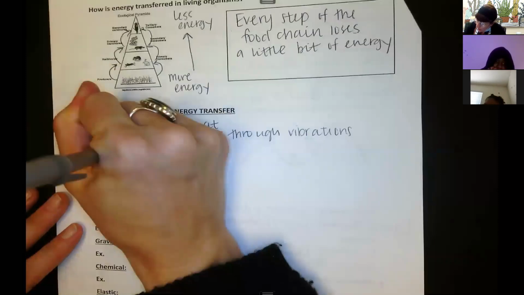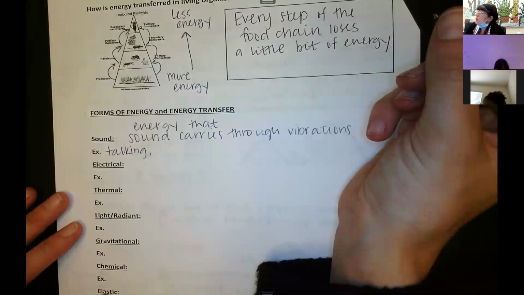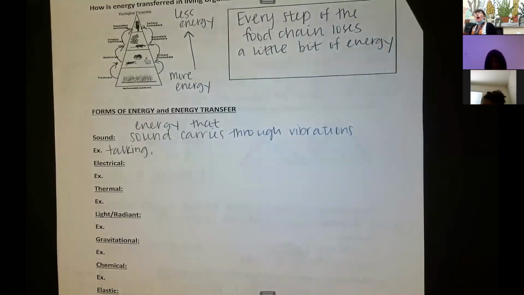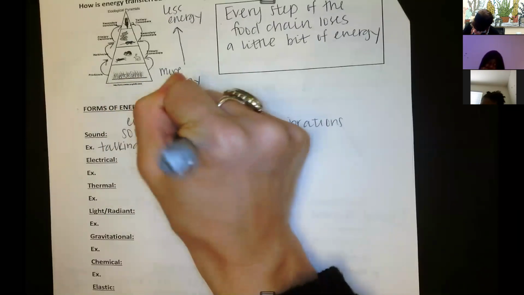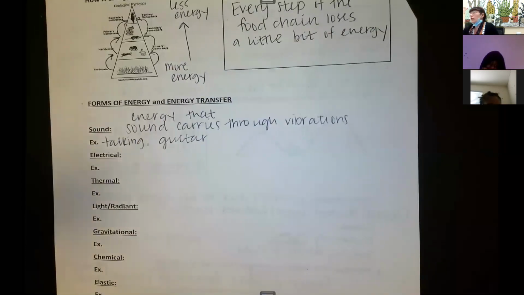So talking. Give me another one, Brennan. Yeah, so yelling or echoing. We even said when you put your hand on, you can feel those vibrations. But yeah, echolocation is all vibrations. A guitar. A stereo. Well, stereo is electrical to sound. Radio. Electrical.